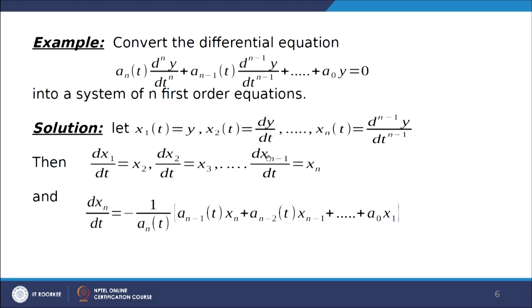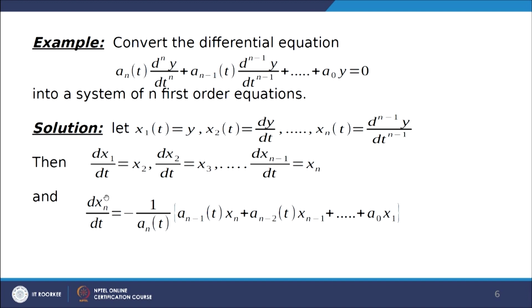So, when you differentiate x_{n-1} with respect to t, you get the nth derivative of y with respect to t, which is assumed to be x_n(t). So, dx_{n-1}/dt is equal to x_n, and dx_n/dt is the nth derivative of y. Now, what we do is we transpose all these terms to the other side and divide by a_n(t), assuming that a_n(t) is not equal to 0 for any t.